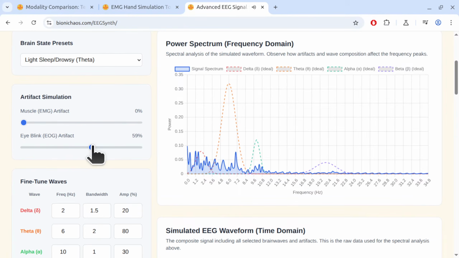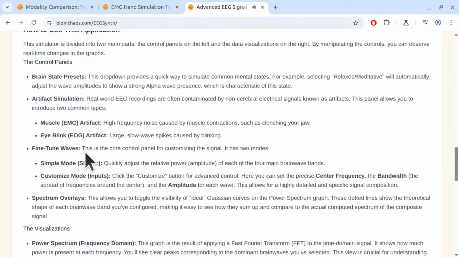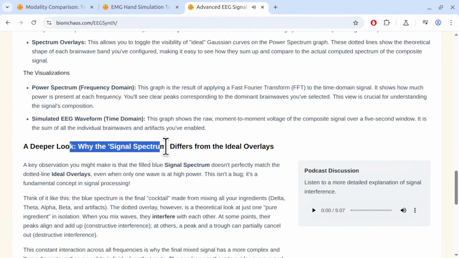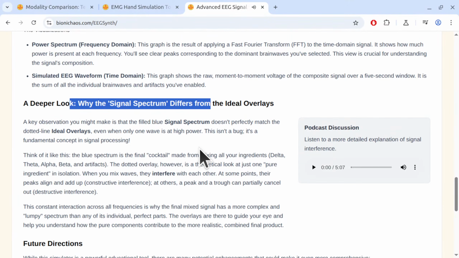And that's not a glitch. It's actually a really key concept the simulator helps illustrate visually. It's fundamental to how waves work. Okay, so why don't they match? Why isn't the final spectrum just a perfect stack of those ideal shapes?